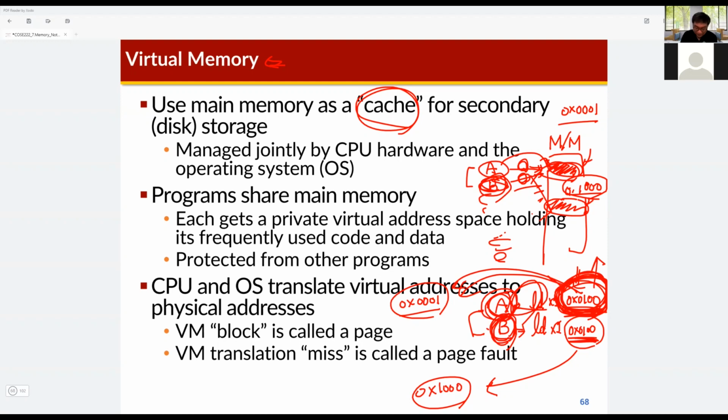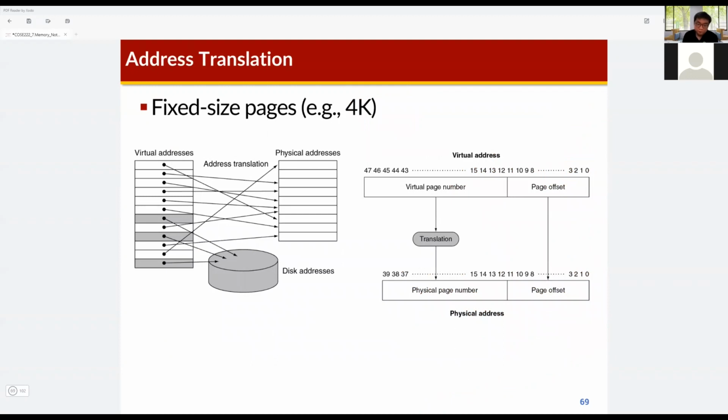Okay. So this is the concept of the virtual memory. So let's see how the virtual address is translated into physical address. So the physical address is the real address that accesses the RAM.